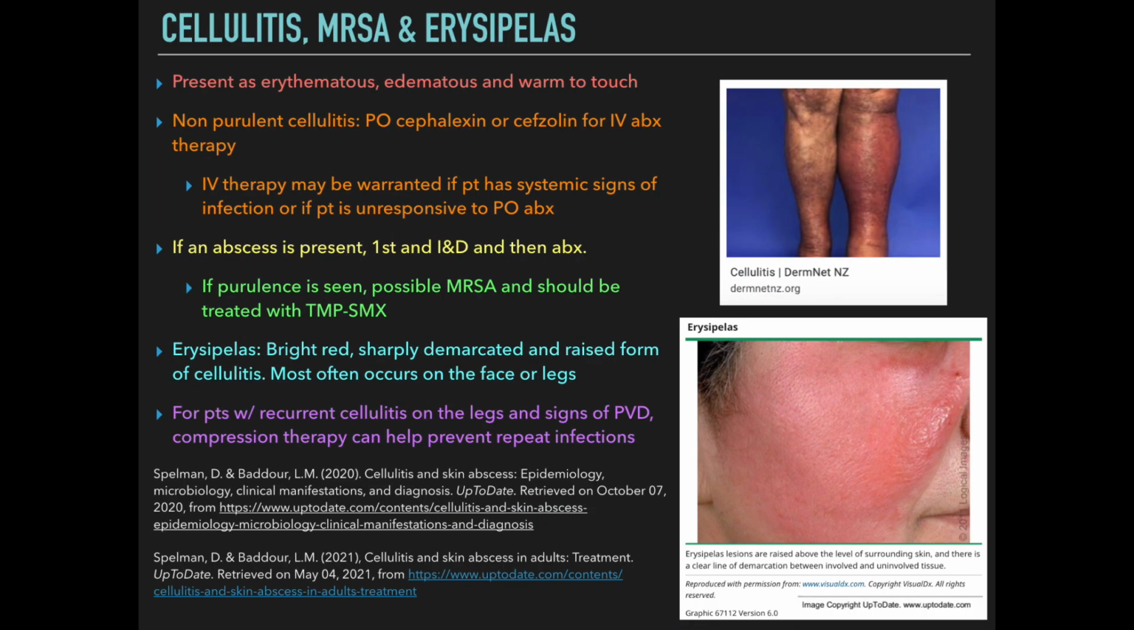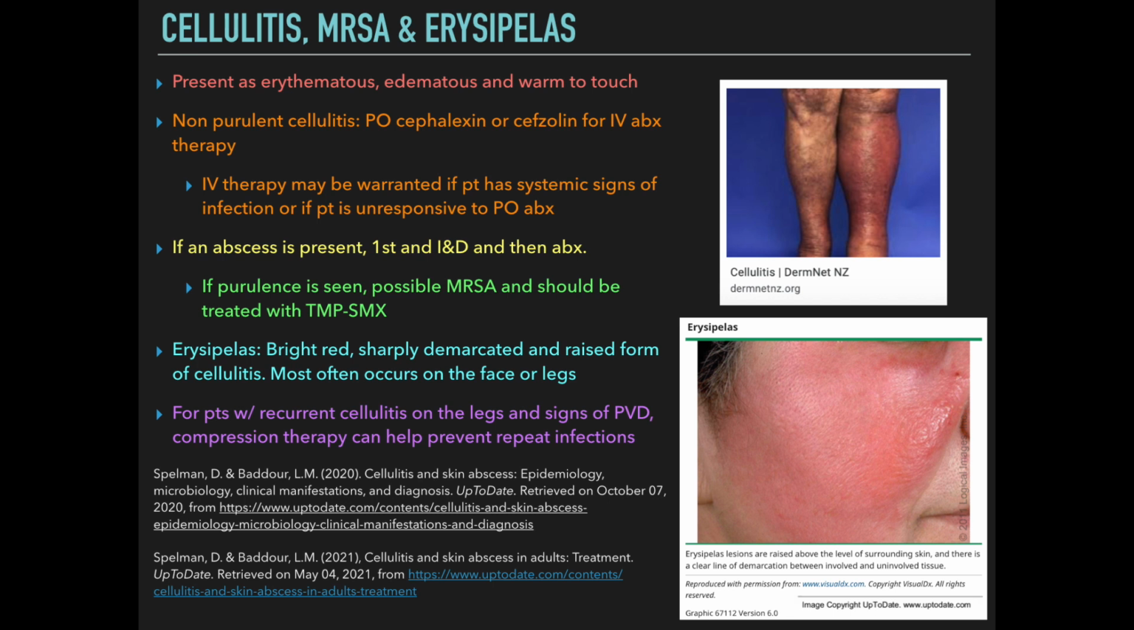Here we have cellulitis, and there are a couple different types that you need to know. Generally, this presents as erythematous, edematous, and warm to the touch. So there is non-purulent cellulitis, purulent cellulitis, and then erysipelas. Non-purulent cellulitis requires oral antibiotics or IV antibiotics, and the first line is going to be oral Keflex. IV therapy is going to be warranted if the patient has systemic signs of infection and is unresponsive to the oral antibiotics.